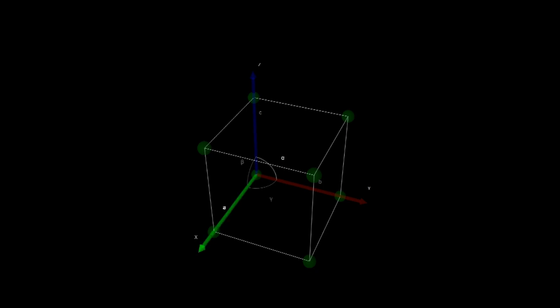Highlighted here is A, with the angle alpha between B and C. Here is B, with angle beta between A and C. Here is the angle gamma between A and B. That concludes our introduction to lattices.